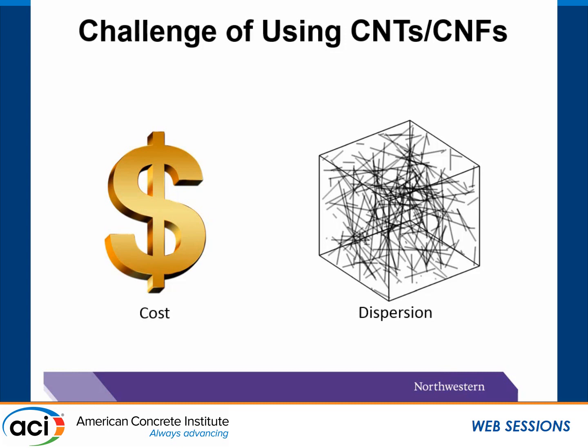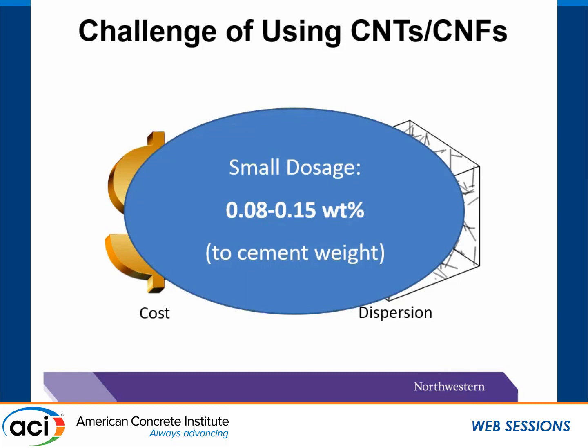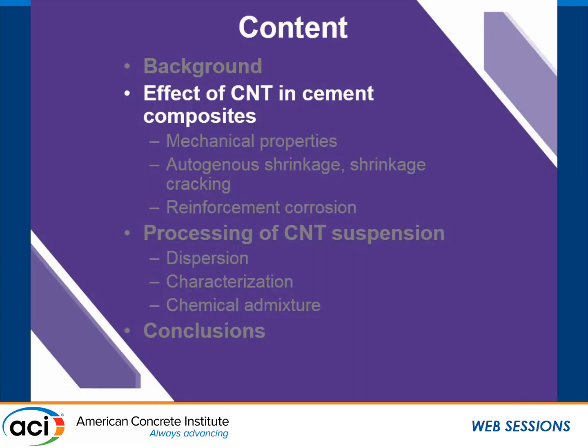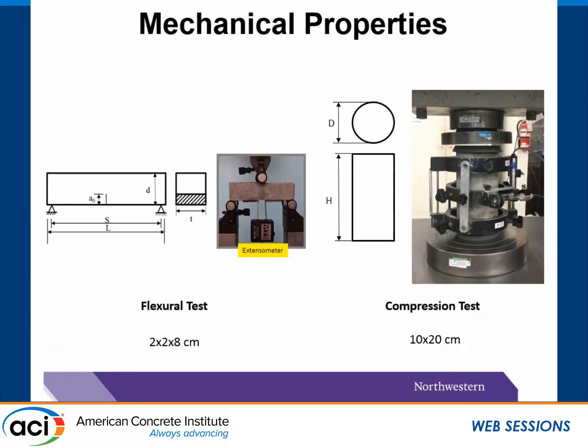The challenges of using carbon nanotube or carbon nanofiber are believed to be its high cost and difficulties in dispersion. We managed to target both challenges by using only a small amount of addition, 0.08 to 0.15 weight% to cement. Then I will show you some effects of well-dispersed CNTs in cement composite. First, I will start from mechanical tests with flexural test and compression test.